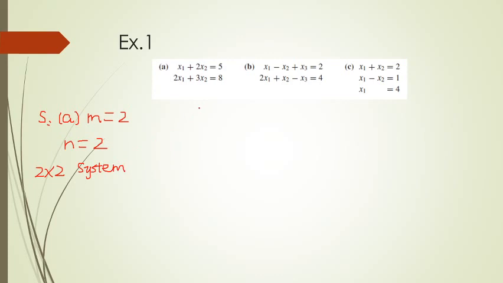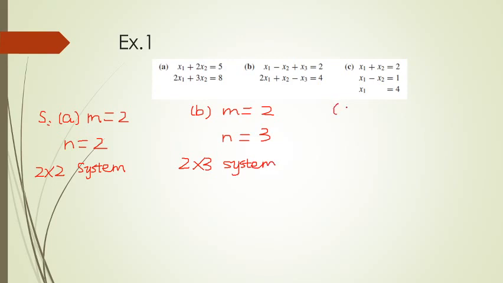And then how about part B? How many equations do we have? How many variables do we have? Two equations, of course, right? How many variables? Three. So this is called a 2 by 3 system.